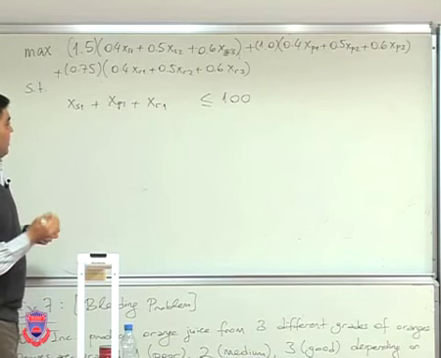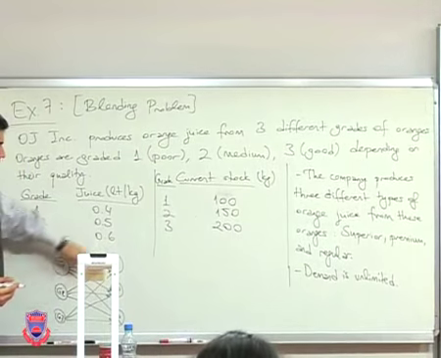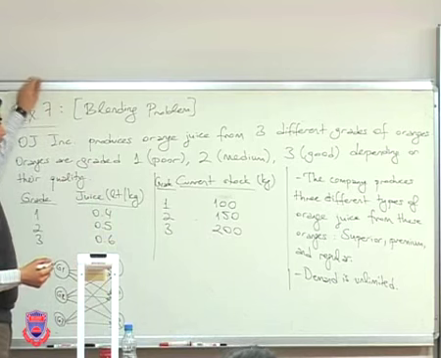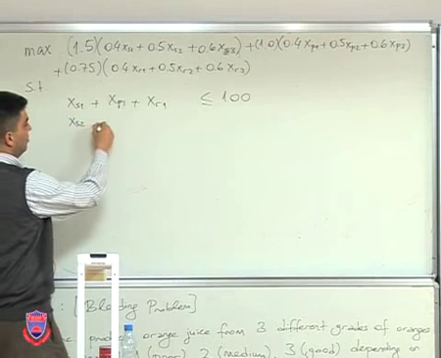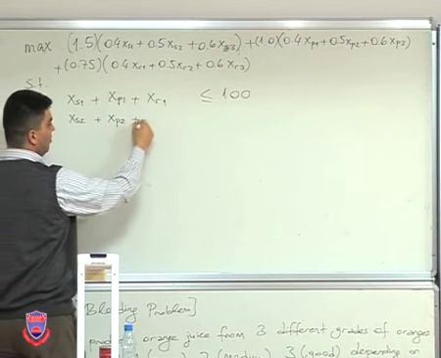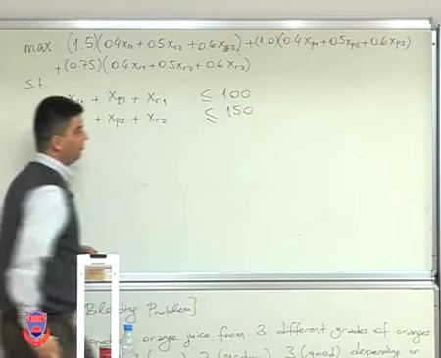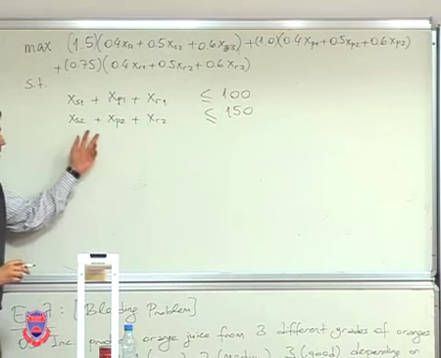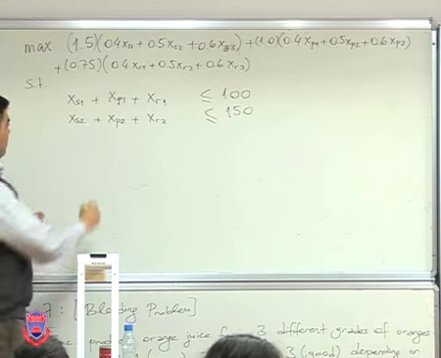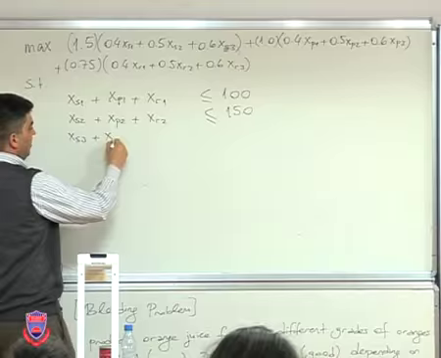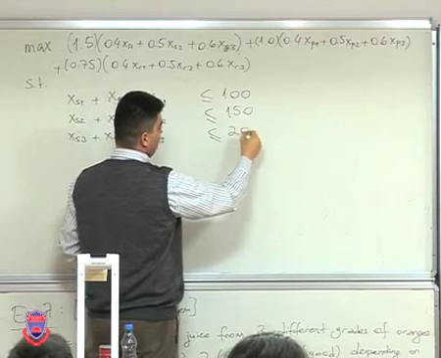All right, I'll just do the same thing for grade 2 oranges. By the same reasoning, grade 2 oranges can be used in the production of superior, premium, and regular. What's the corresponding constraint? XS2 plus XP2 plus XR2 should be less than or equal to 150. So the total number of kilograms of grade 2 orange I'm going to use cannot exceed 150. And finally, XS3 plus XP3 plus XR3 cannot be more than 200.